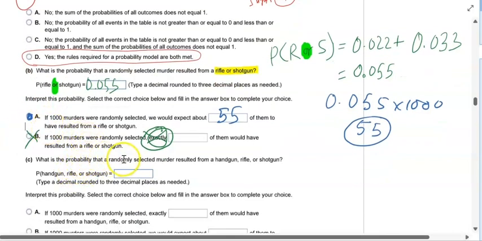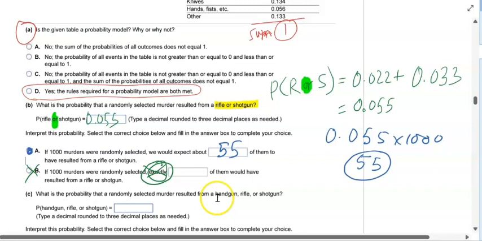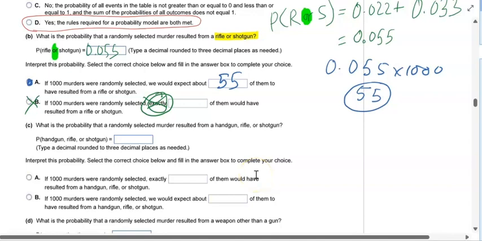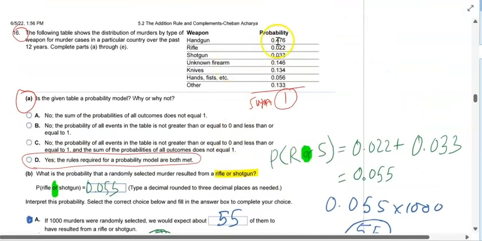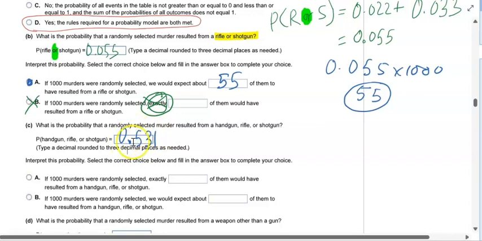Part C. What's the probability that a randomly selected murder resulted from handgun, rifle, or shotgun? In other words, you have to add the probabilities of handgun, rifle, and shotgun, all three probabilities. Your answer must be 0.531. You add the probability of handgun, and you add the probability of rifle or the probability of shotgun, and 0.531 is the total.